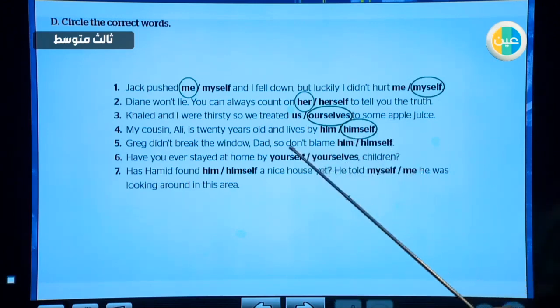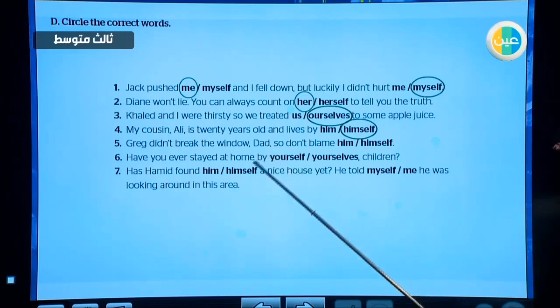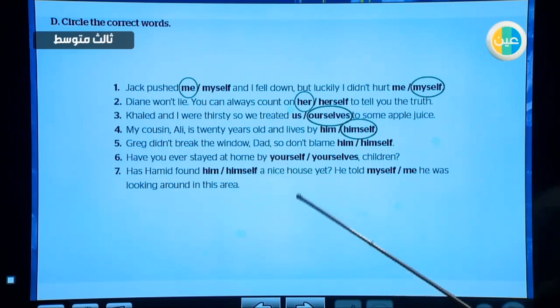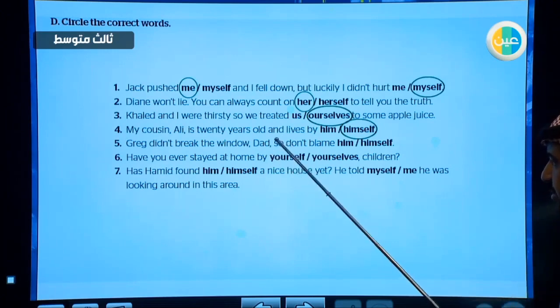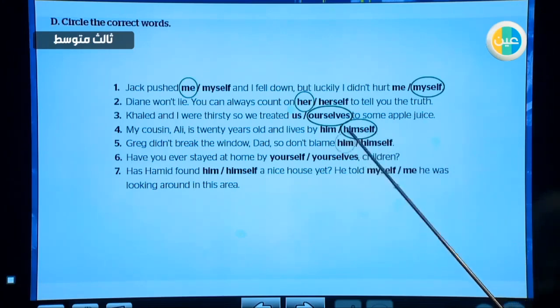Number 5, Greg didn't break the window, Dad, so don't blame him or himself. This is what we call imperative form. So the subject here is like you. It's not mentioned, but it's understood. So you don't blame him or himself. The subject is different here, so we choose him.